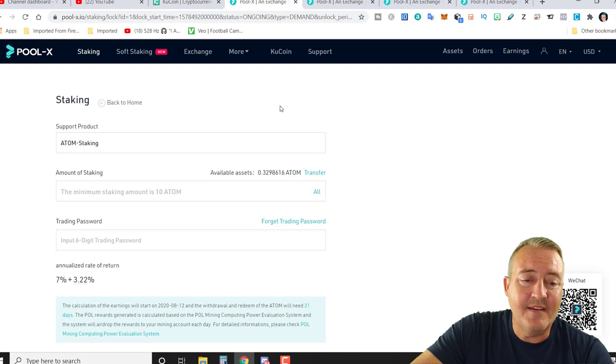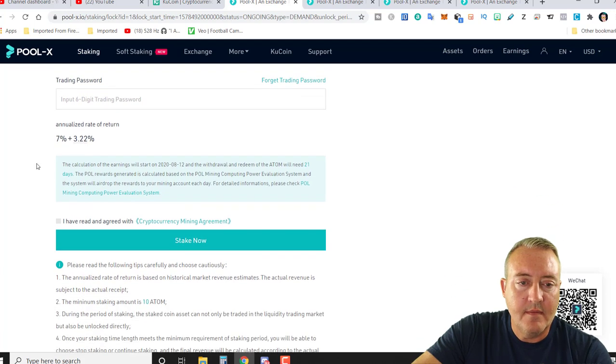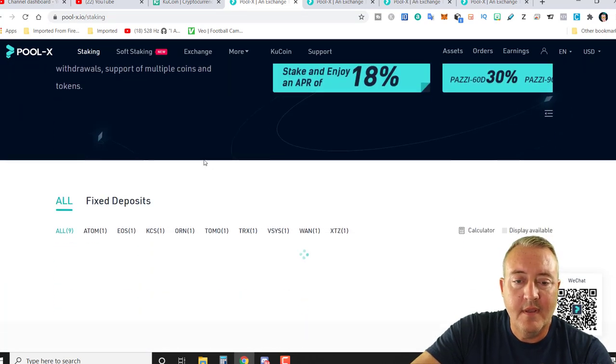And once you decide on the amount of, in this case, Atom you want to stake with, you need a minimum of 10. Put your password in. This will give you your estimate right there. And just go ahead and click stake now. And that's as easy as it is to pool stake over here on Pool X, guys. It's just another way to earn passive income in the cryptocurrency space.